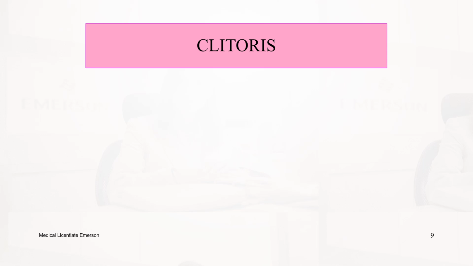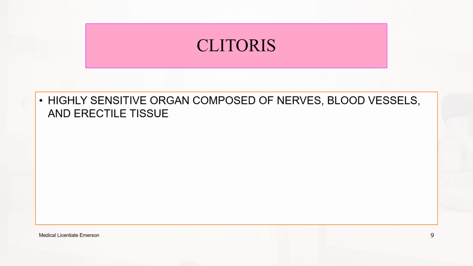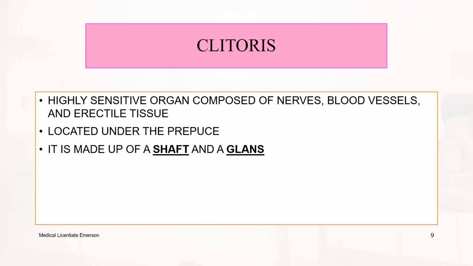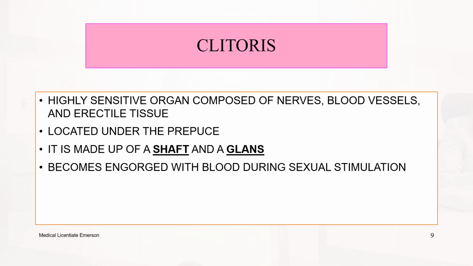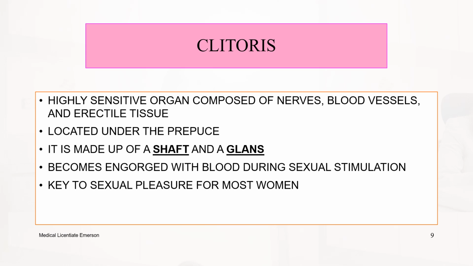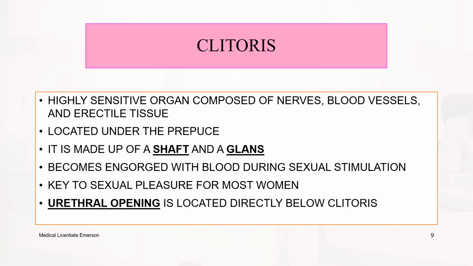Okay, then let's go to the clitoris. The clitoris is a highly sensitive organ composed of nerves, blood vessels, and erectile tissue. It is located under the prepuce. It is made up of a shaft and a glans. So in short, it actually is a homologue of the penis. Remember, the penis has a glans and a shaft. So even the clitoris is the same. It has a glans, which is the part visible to the outside, and it also has a shaft. Then it becomes engorged with blood during sexual stimulation, and it is key to sexual pleasure for most women.